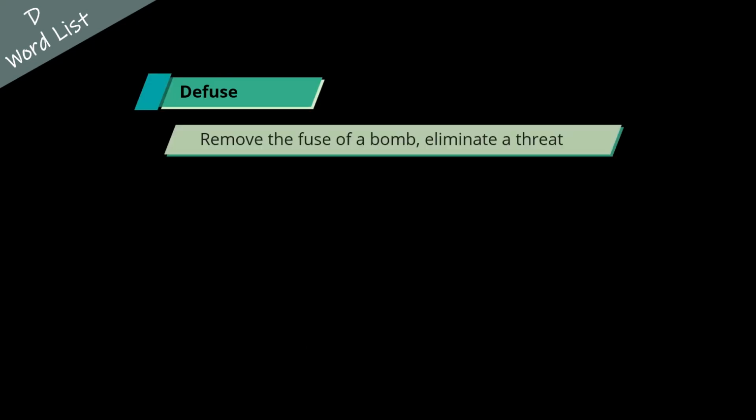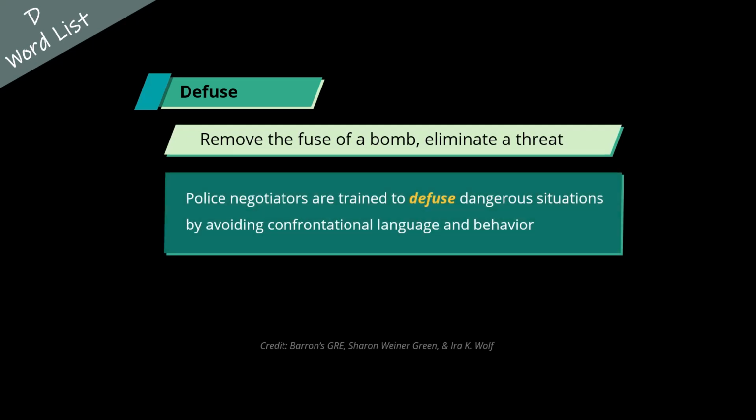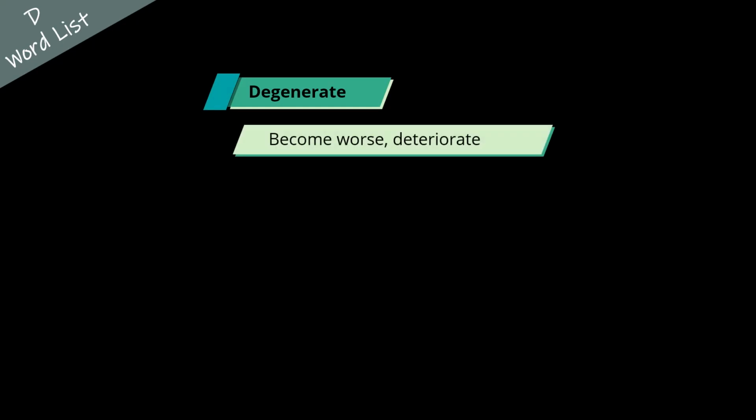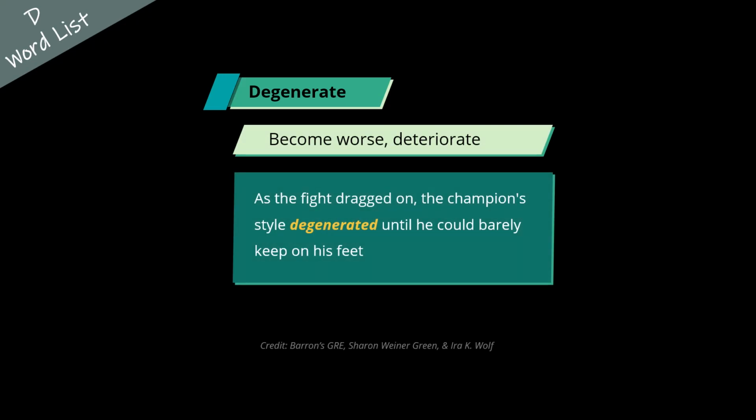Diffuse means remove the fuse of a bomb, reduce or eliminate a threat. For example, police negotiators are trained to diffuse dangerous situations by avoiding confrontational language and behavior. Degenerate means become worse, deteriorate. For example, as the fight dragged on, the champion's style degenerated until he could barely keep on his feet.